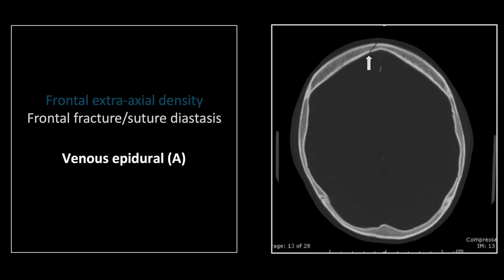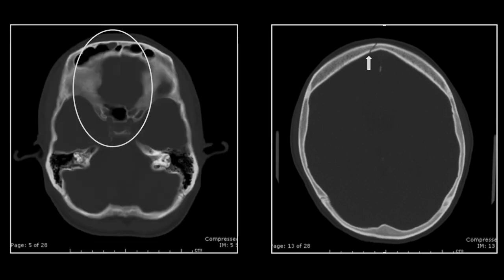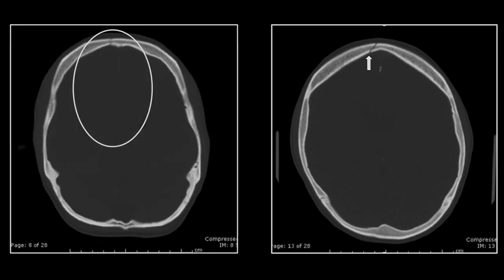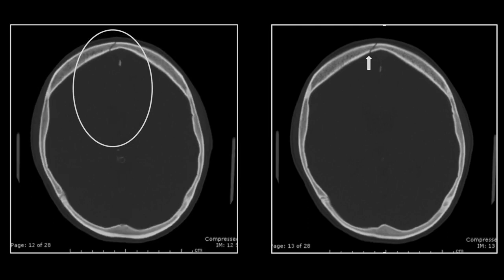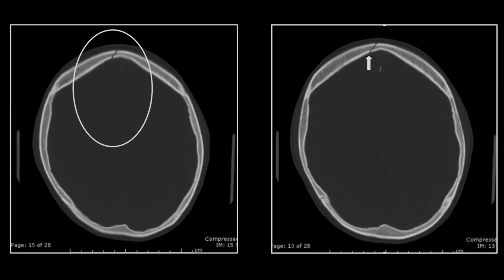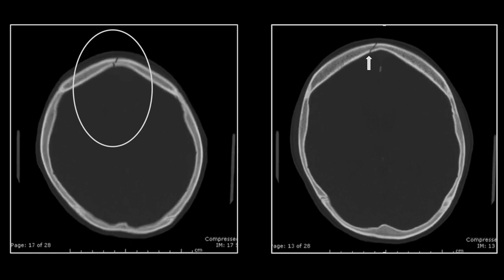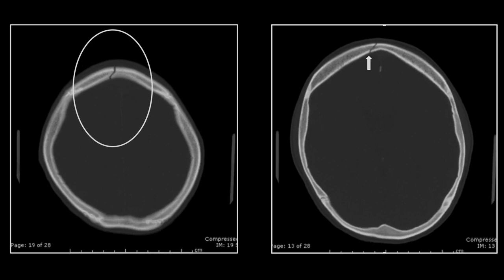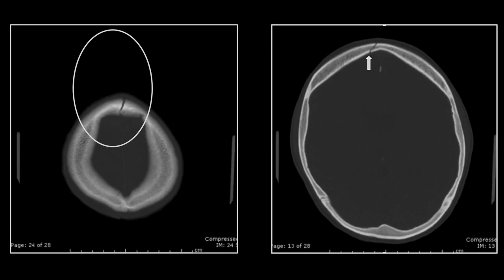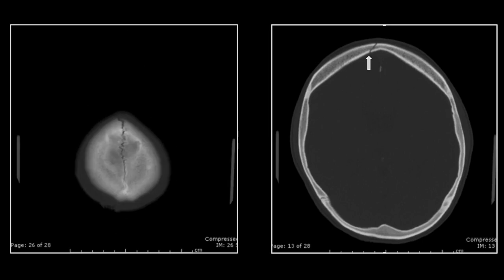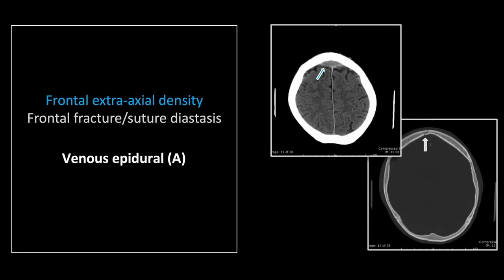Here's the associated skull fracture, which of course passes through the superior sagittal sinus, and for that matter, the frontal sinus. But the dural venous sinus is quite clearly affected, and that would be the anterior aspect of the superior sagittal sinus. Following this skull fracture all the way up, you can see an interesting phenomenon here, which is a diastatic suture. So that is a frontal venous epidural hemorrhage.